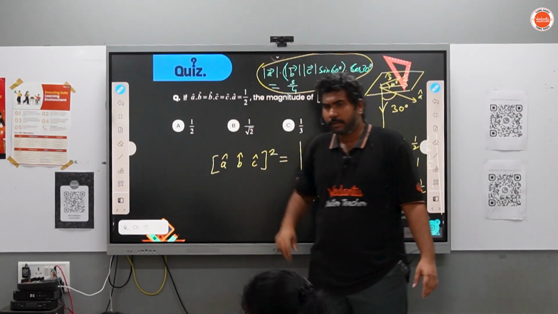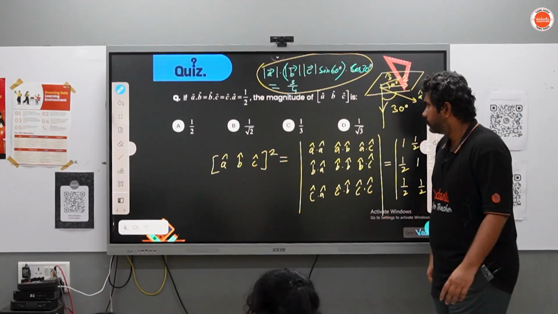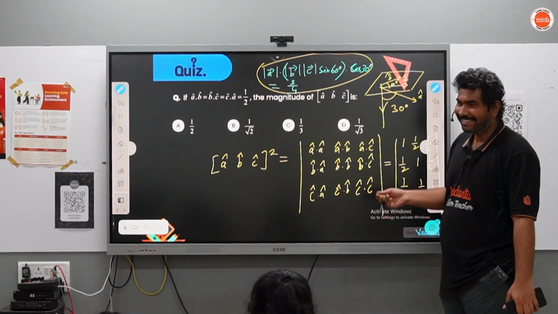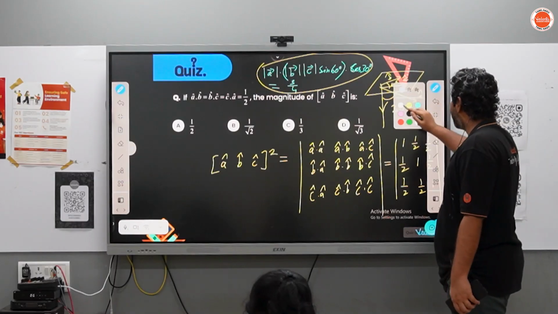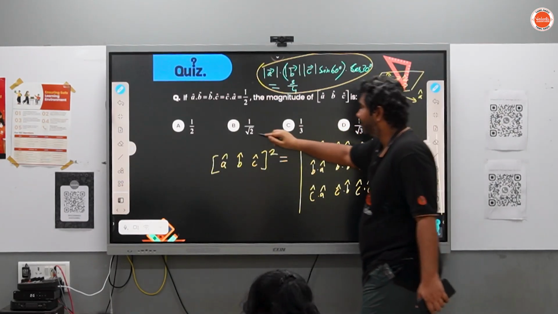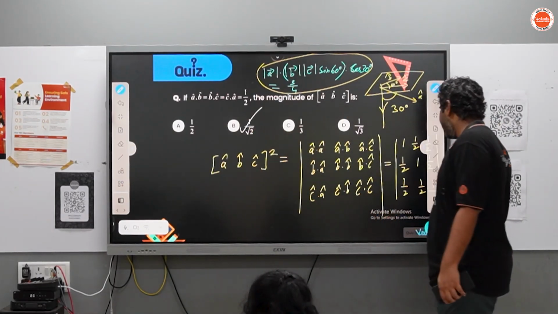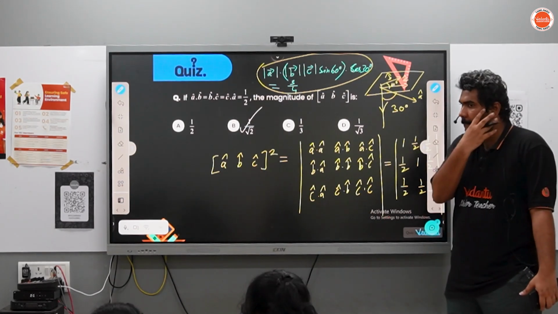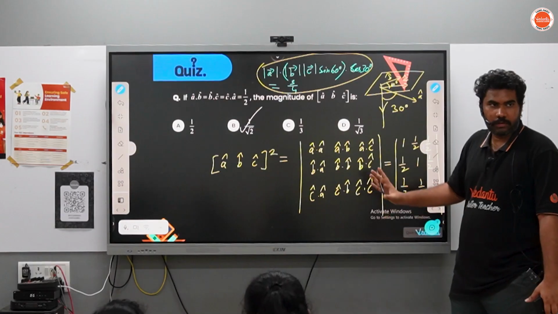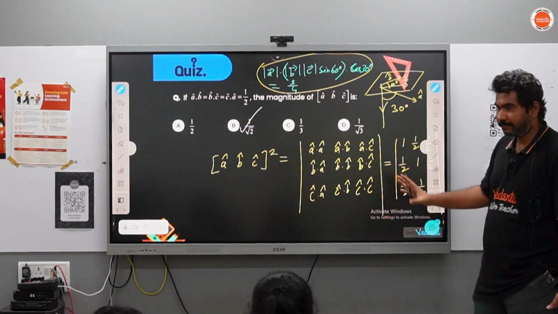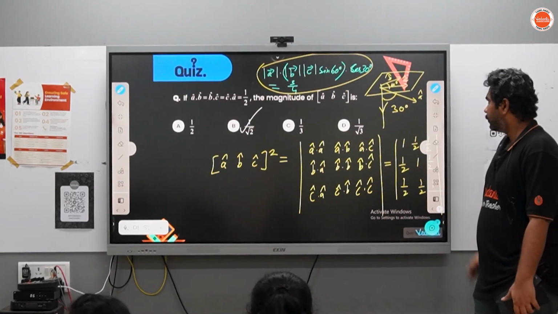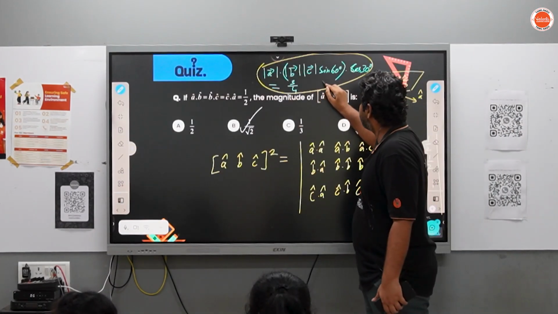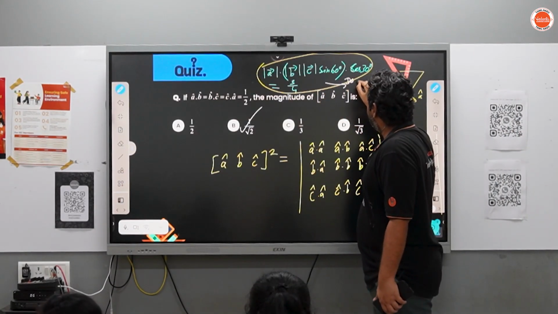Even if you use this method, we are getting root 3 by 2, 1 by root 2 only. 1 by root 2 only. Answer is 1 by root 2. Okay? Don't get confused. Is everyone getting 1 by root 2? Yes. Get 1 by root 2. So it is not working. Okay? I am just specifying it. This does not work.